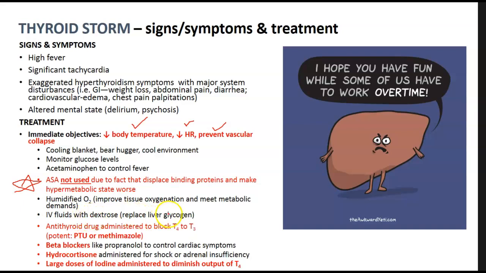IV fluid with dextrose, because it kind of peters out the liver. That helps to replace the liver's glycogen. So the two medications that are used, antithyroid drugs to basically block T4 to T3, are either PTU or methimazole, and methimazole is typically first choice. You want to give a patient beta blockers that will help with the heart rate. Hydrocortisone, basically to help to prevent shock or adrenal insufficiency. And large doses of iodine can also be administered to diminish the output of T4.